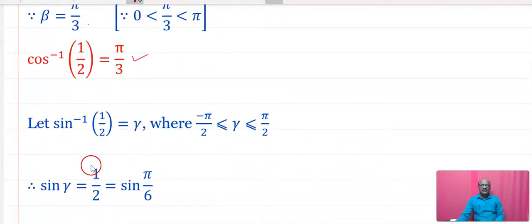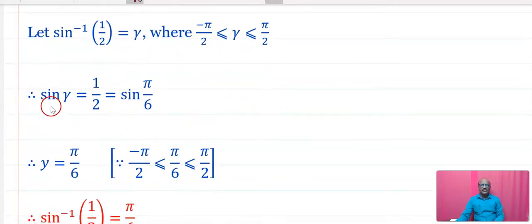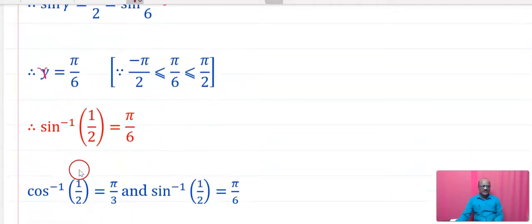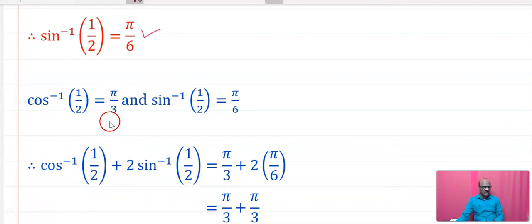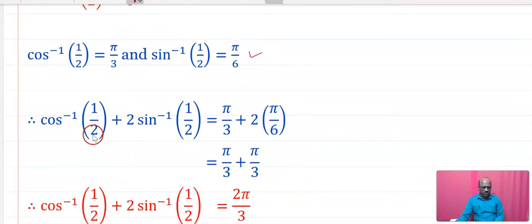Next, sine inverse of 1 upon 2 is equal to gamma, where this gamma lies between minus pi by 2 to plus pi by 2. And that's why sine of gamma is equal to 1 upon 2, and that is nothing but sine of pi by 6. So gamma is equal to pi by 6, and sine inverse of 1 upon 2 is equal to pi by 6. Here cos inverse of 1 upon 2 is pi by 3, and sine inverse of 1 upon 2 is pi by 6. What we want to find out is cos inverse of 1 upon 2 plus 2 times sine inverse of 1 upon 2.